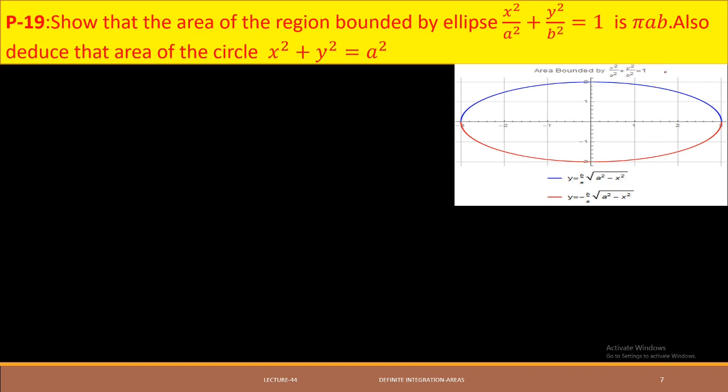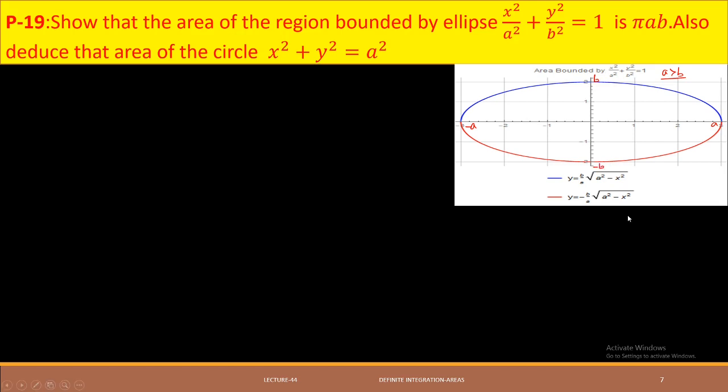Here I am considering that ellipse where a is greater than b, that is the major axis is on the x-axis and the minor axis is on the y-axis. So this is going to be minus a, and this is going to be a, and this is going to be b, and this is going to be minus b.